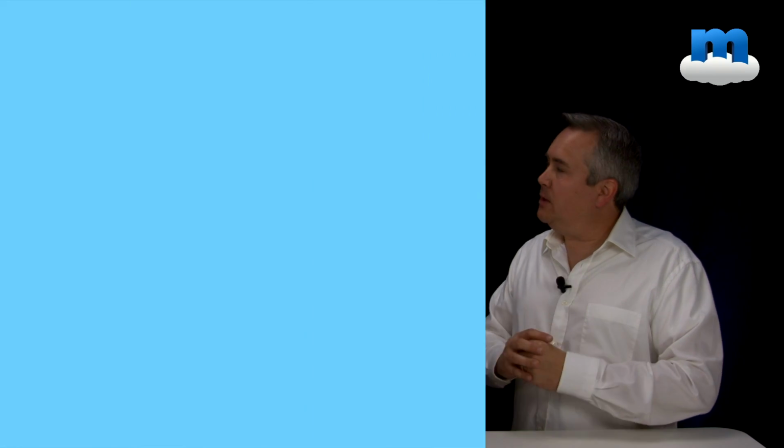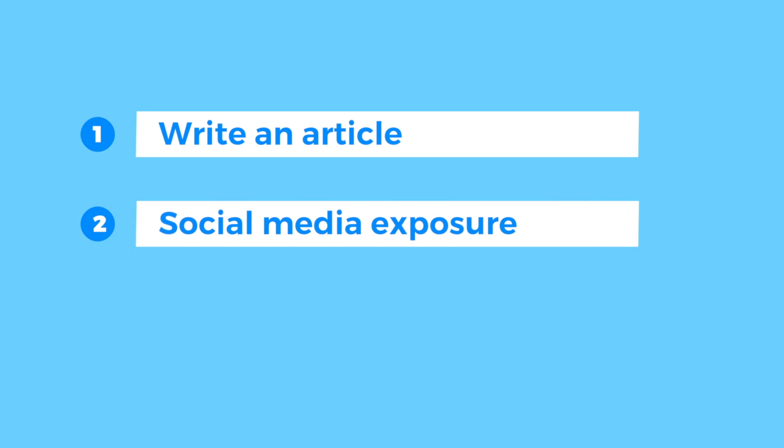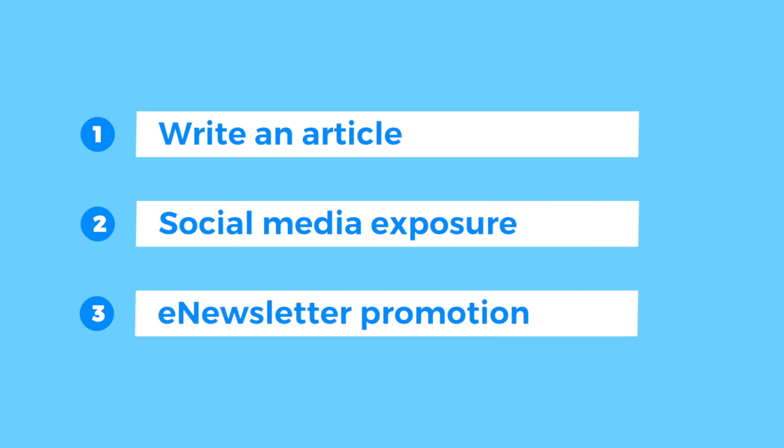Okay. So there are three main components, and I want to be clear on something. We're not talking about print paid content. We're talking about things we can do online. So there's three main components. We're going to write an article for them, and we'll talk about that. We're going to give them social media exposure, and we're going to give them e-newsletter promotion.